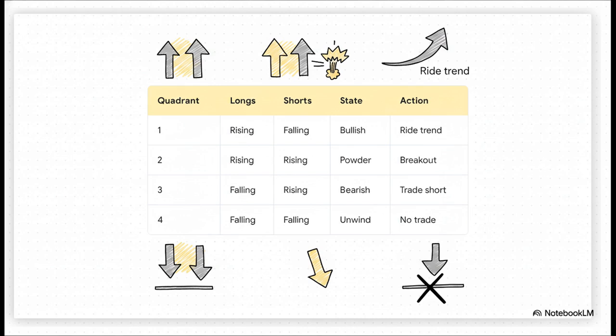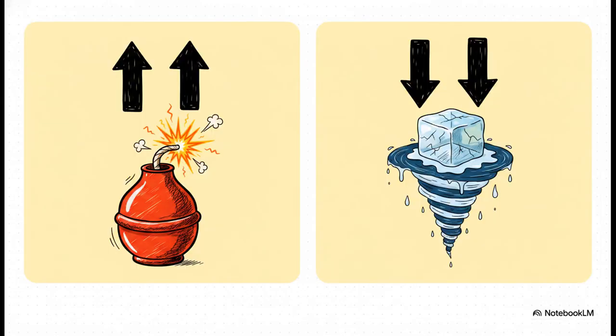Quadrant 1, that's your bullish consensus. Longs are rising, shorts are falling. You just ride the trend there. Quadrant 2 is the powder keg. Both sides are rising. That's when you prepare for a breakout. Quadrant 3 is your bearish consensus. And Quadrant 4? That's the great unwind, where both longs and shorts are falling. Listen to me. If you're in Quadrant 4, there is no trade. The market's dead. Let's contrast those two extremes really quickly because it's super important.